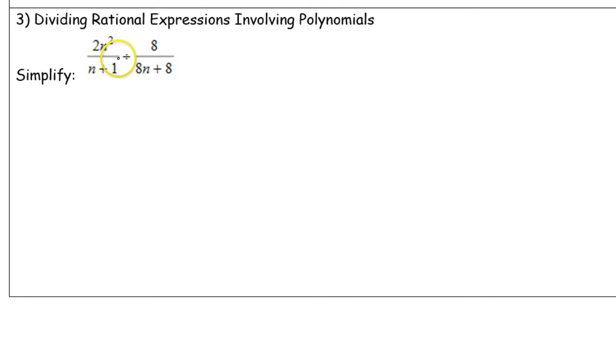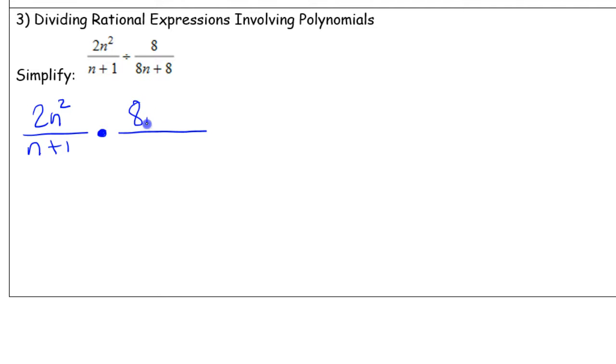Alright, as soon as I see that I have a division problem, I am going to multiply by the reciprocal. And when I say reciprocal, I'm turning this second fraction upside down. So first of all, I have 2n squared over n plus 1. I just brought that straight down. I'm going to turn this into a multiplication problem as I multiply by the reciprocal.